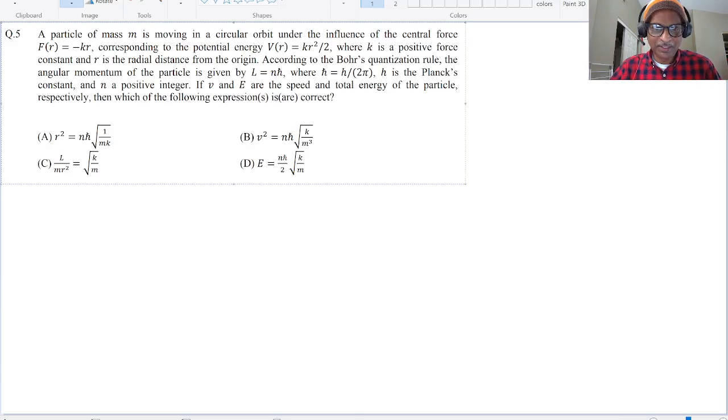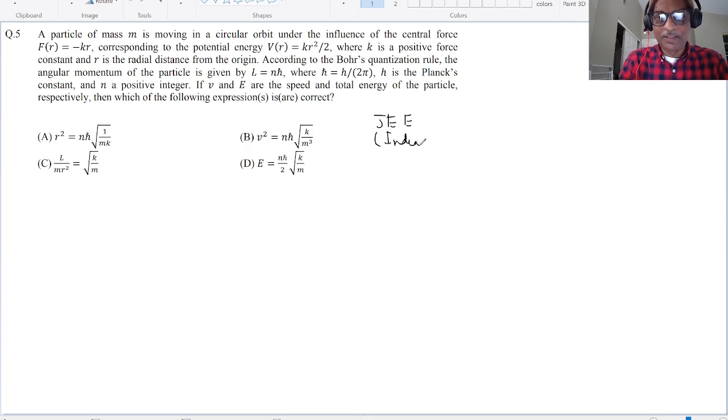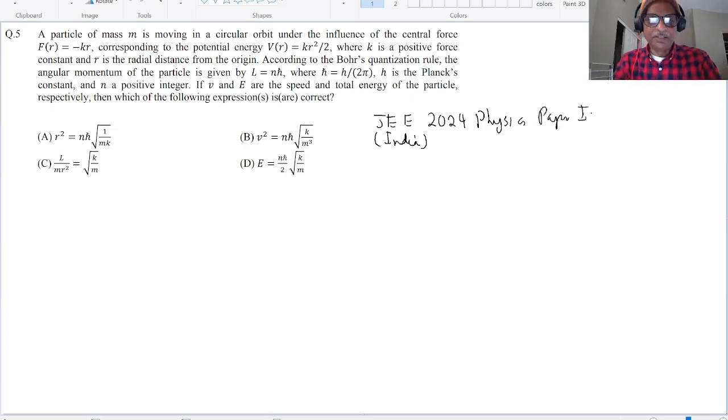So today is day 2 and I'm going to do some problems from the JEE exam. It is the JEE from India, the 2024 physics paper 1. There are two papers and we'll get to the second paper later.